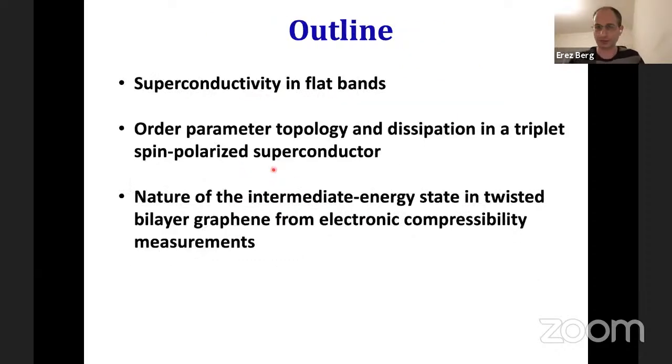Right, so that's roughly my plan. I'm going to talk about a few topics. First, I'll talk about superconductivity in flat bands and what's special in this kind of regime, and what we can say in terms of simple models.